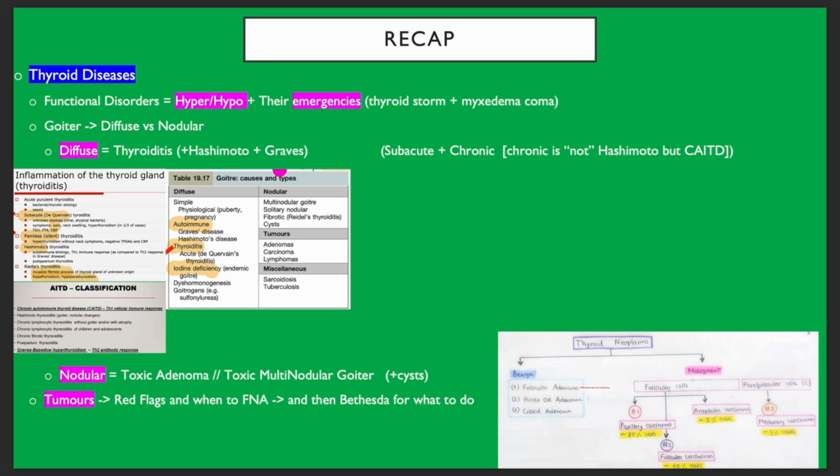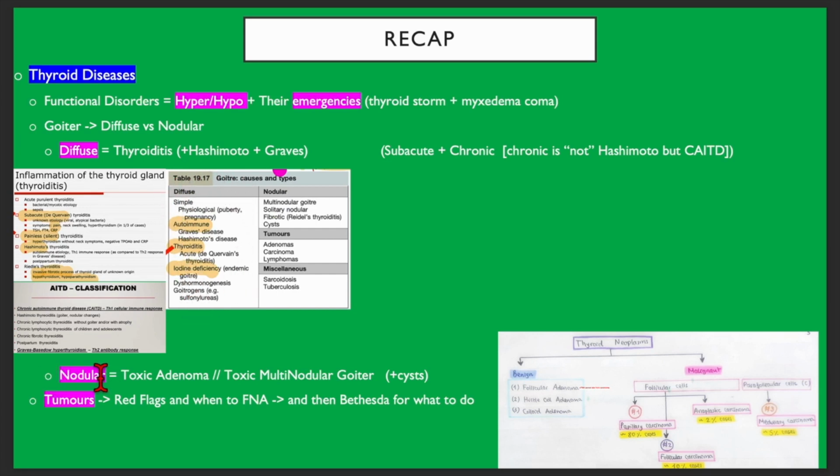I'm done. So to recap, we started with the functional disorders. We said hyper and hypothyroidism, and that they are emergencies. So that's the first step. Then we went to goiter. We have all the diseases of the thyroid inside goiter. If you follow the goiter, you're good to go. You go with the diffuse or nodular. In diffuse, we have all the thyroiditis. If you know the autoimmunity here, and you also know the subacute, then this part of the table is done. You know all these diseases and what they mean.